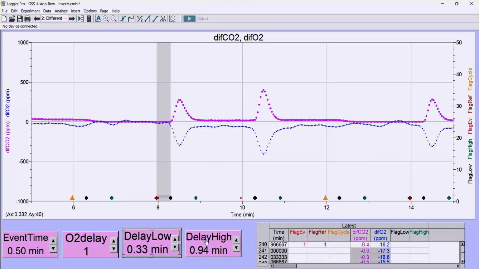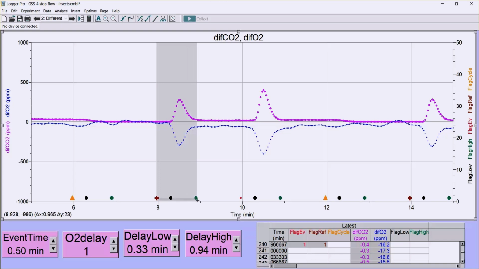The delay high is the point in time where the peak has already flushed through the chamber and a new steady state, a new steady state low, has been reached. So that's basically the end of the peak, and that occurs right about here.